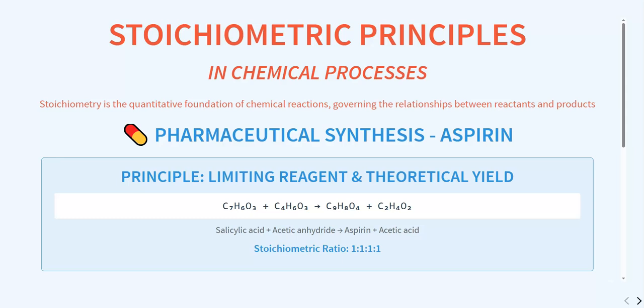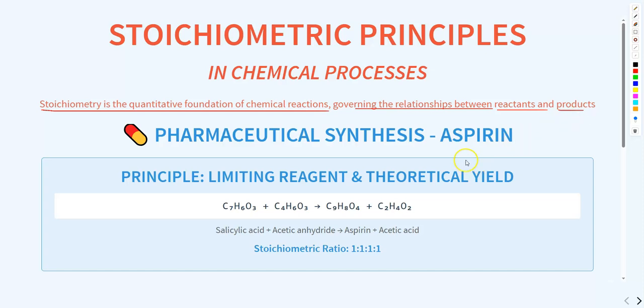Today I am going to talk about how we use stoichiometric principles in chemical processes, especially in making medicine like aspirin. First, we must know what stoichiometry is. Stoichiometry is the quantitative foundation of chemical reactions, governing the relationship between reactants and products. That means the mathematical method of understanding chemical reactions. It tells how much reactant is needed and how much product we can get in a fixed ratio.